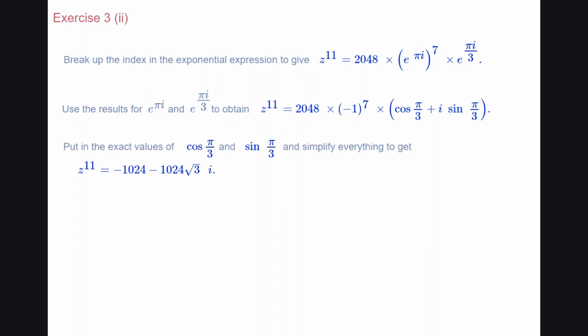Finally, put in the exact values of cos pi on 3 and sin pi on 3 and simplify everything to get the final answer, z to the power of 11 equals -1024 minus 1024 times root 3 times i. Give yourself a pat on the back if that's the answer you got.